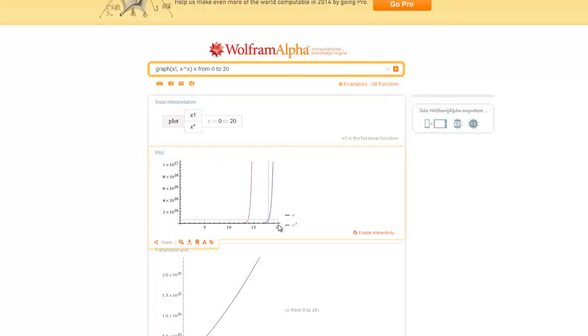We can look at this graphically. Here x to the x is in pink, and x factorial is in blue, and x to the x is growing more rapidly than x factorial.